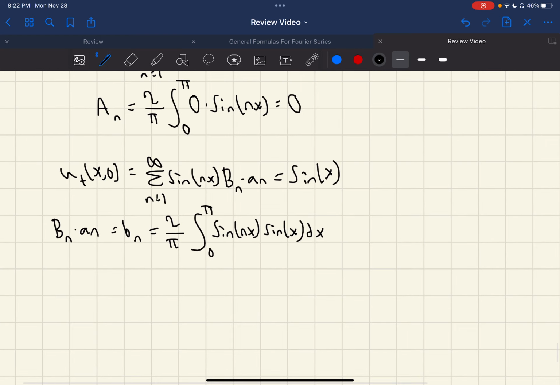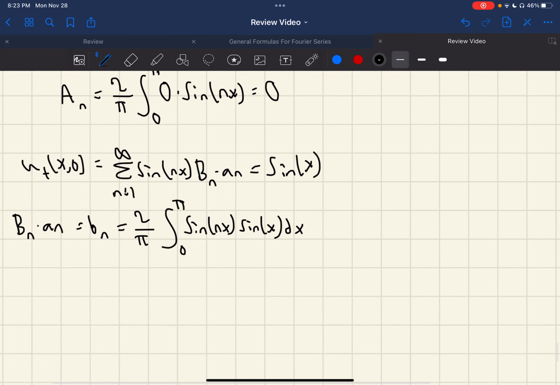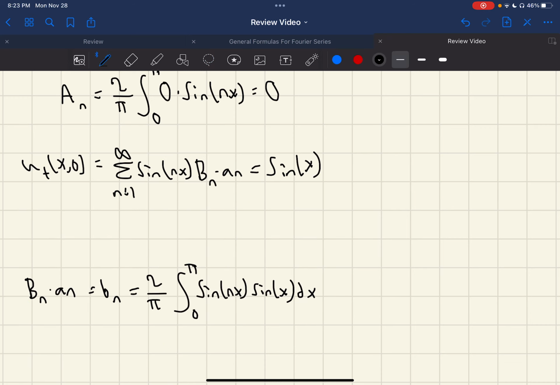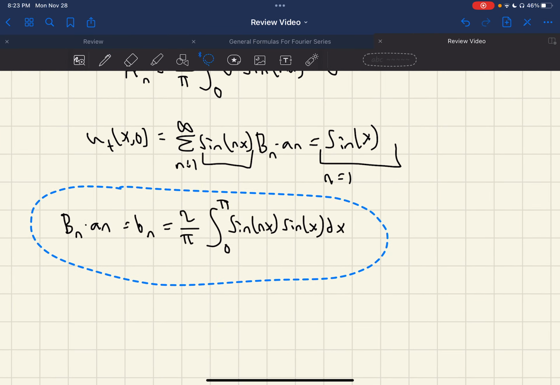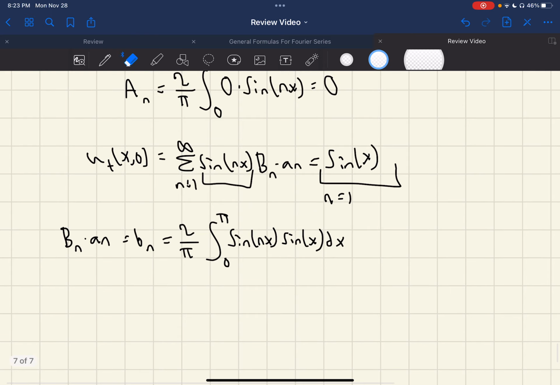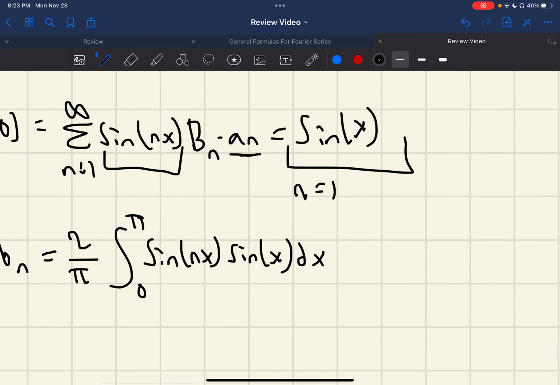But this question doesn't want the answer in a series. It wants you to plug in n values. So what we're going to do is find some value of n that makes the sine in our series equal to the sine from our initial condition, which in this case is just n equals 1. But unlike the heat equation question, we're not done, because we also have to consider this an here.